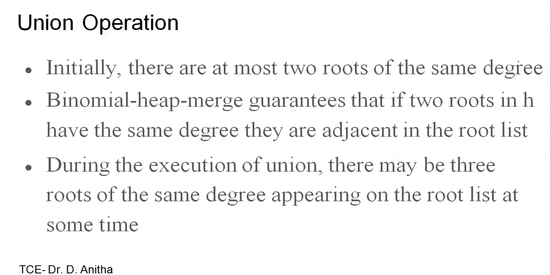In the union operation, for any union to happen, there can be at most two roots of the same degree. For example, I have two heaps. One has 3, 5, which we have just seen, and another has 1, 4. This is heap 1 and this is heap 2. I want to make a union operation between these two heaps. There can be at most two roots of the same degree. So what should I do? The union operation gives the directions on what should be done. There are some assumptions about how the union operation takes place.